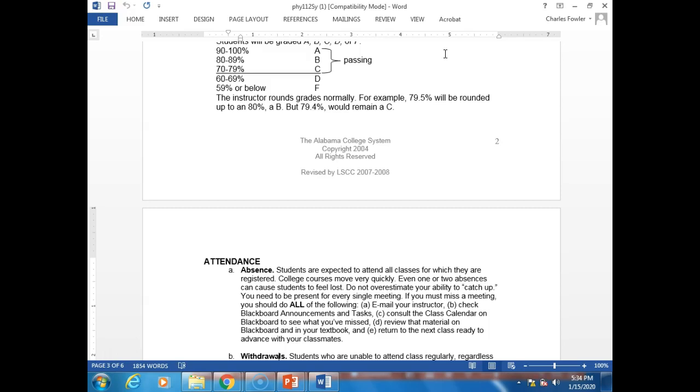Okay? Because a W does not hurt your grade point average. Now you might say, but that might affect my financial aid. Well, guess what? A D or an F is going to affect your financial aid just as much as a withdrawal does. Because most financial aid programs will allow you to retake a class once. They'll pay for it the second time. They won't pay for it the third time.